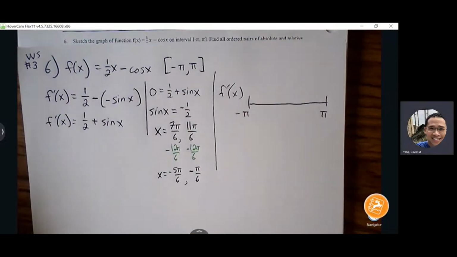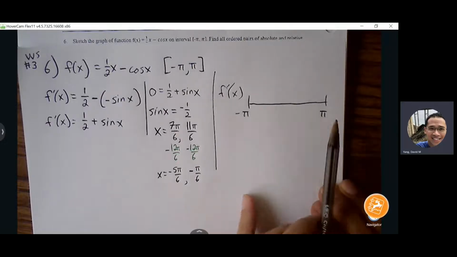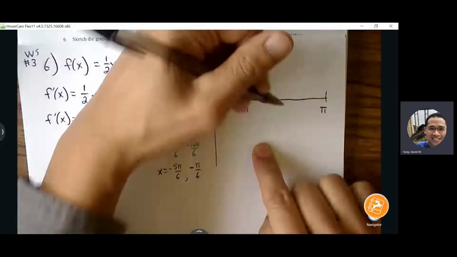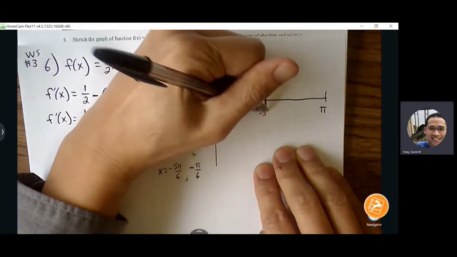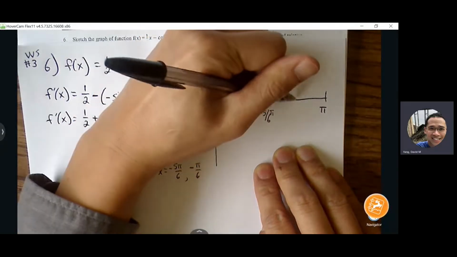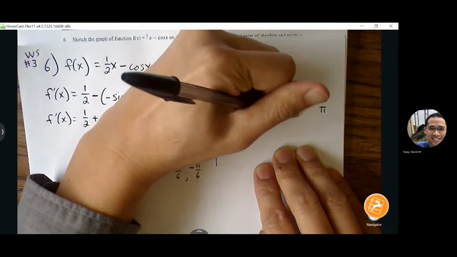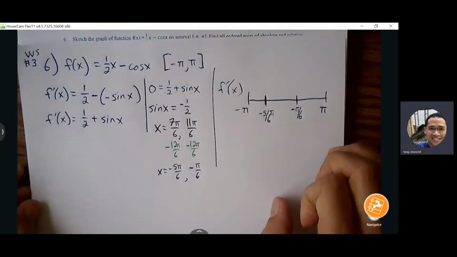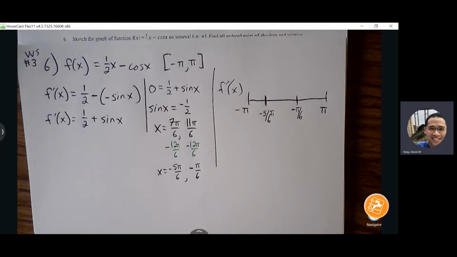Okay, if you're having trouble locating those values, just pretend like you don't see the pi's and just think in terms of the fractional bit. You're just putting these fractions on the number line. Okay, everybody good with those numbers and those values?